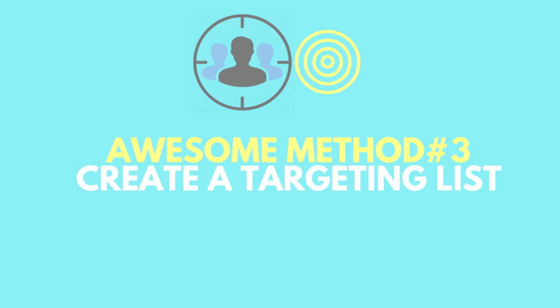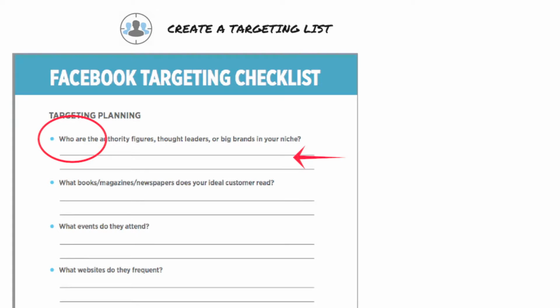Number 1, who are the authority figures or thought leaders or big brands in your niche? Question 2, what books or magazines or newspapers does your ideal customer read? Number 3, what events do they attend? 4, what websites do they frequent?